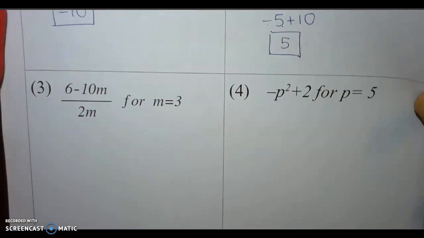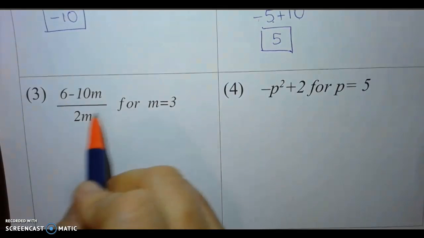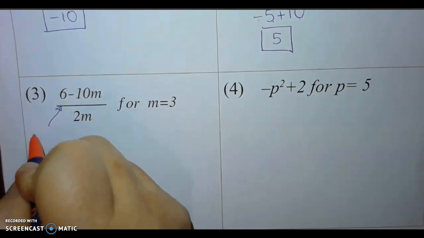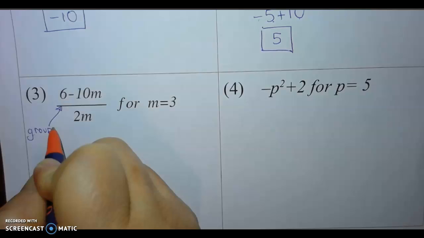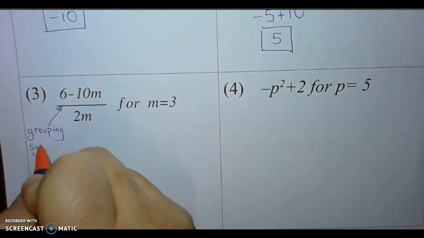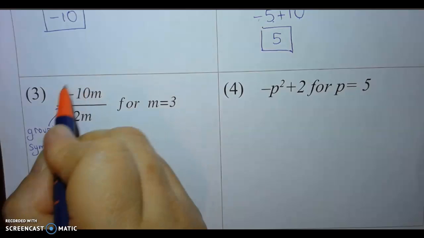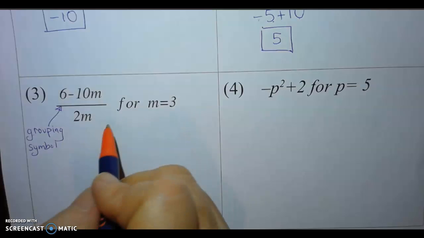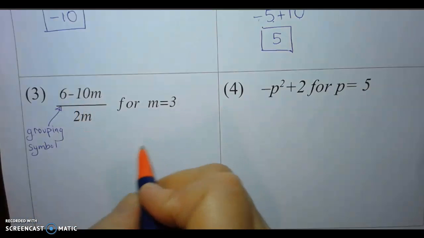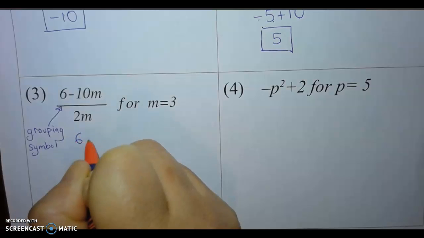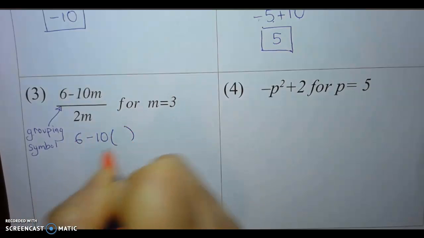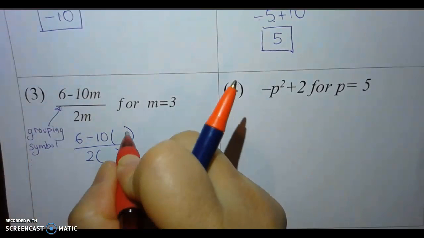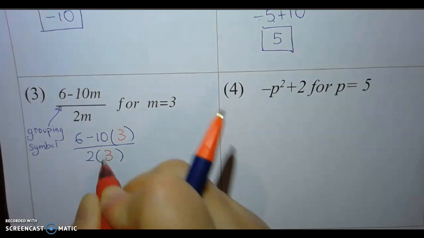Okay, all right, then number 3. Remember that the fraction line is a grouping symbol, which means that we need to evaluate the numerator first, and then the denominator, and then divide the two, numerator divided by denominator. So again, we're going to do the same thing. 6 minus 10 in parentheses, divided by 2 in parentheses. And instead of writing m, I am going to write 3 and 3 here.